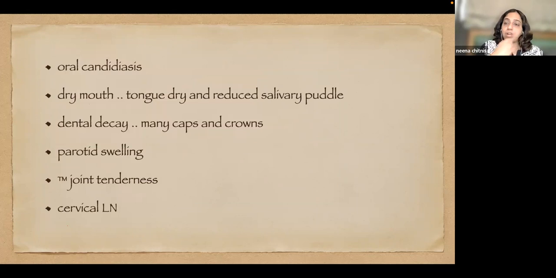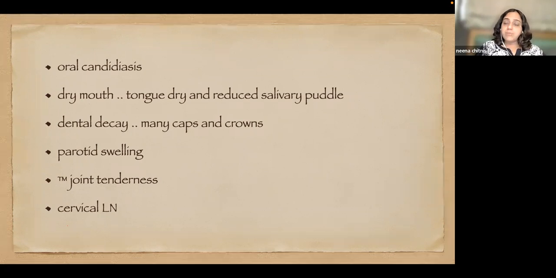Also see for oral candidiasis. For Sjogren's, you will look for dry mouth. There you are supposed to look for the salivary pool below the tongue. Also, when a patient has a lot of caps and crowns and dental decay, that is also an indication that the patient has dry mouth. Check for parotid swelling again for Sjogren's.